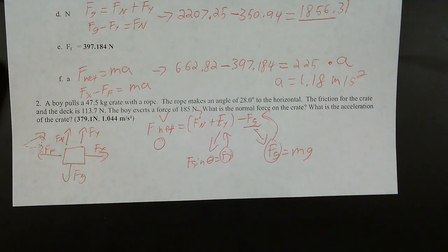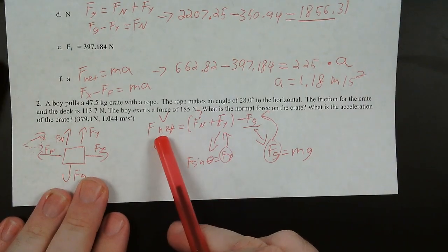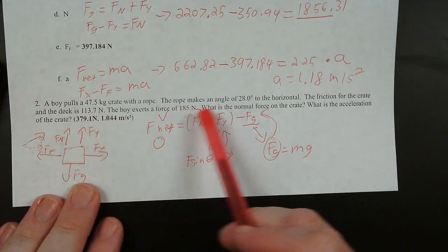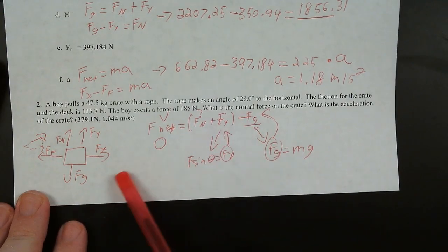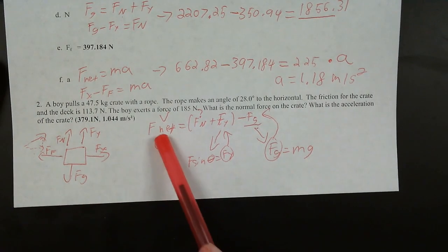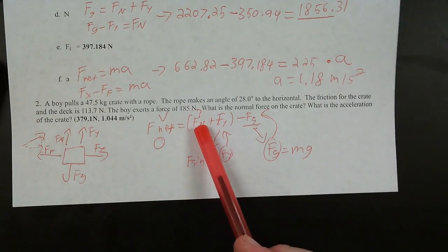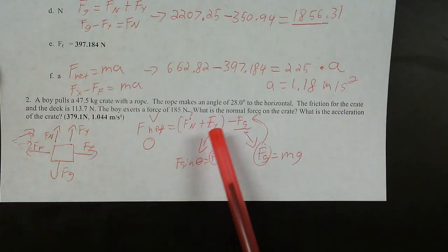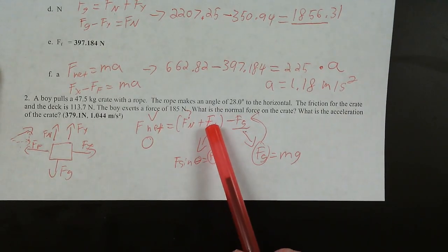That means I'm going to use my F net equals everything pointing up minus everything pointing down. That would be like this. F net equals Fn plus Fy, because they're both up, they get added together, minus everything going down, which is just Fg. So I have this formula. Okay, I know F net, it's 0. I don't know Fn, but I'm looking for it. But I don't know either of these things. Because I don't know them, I need to find a formula for them.